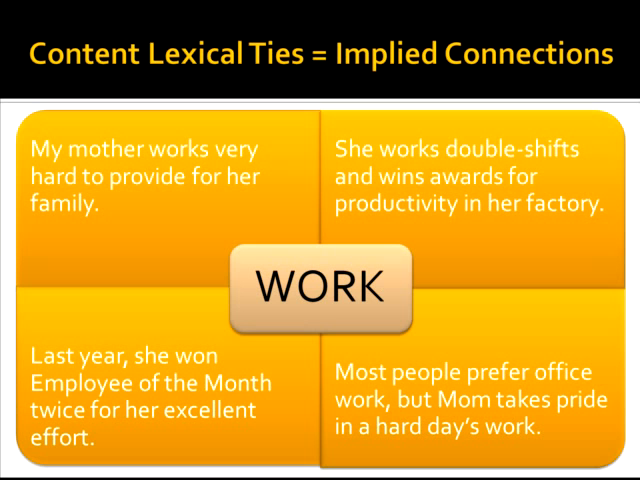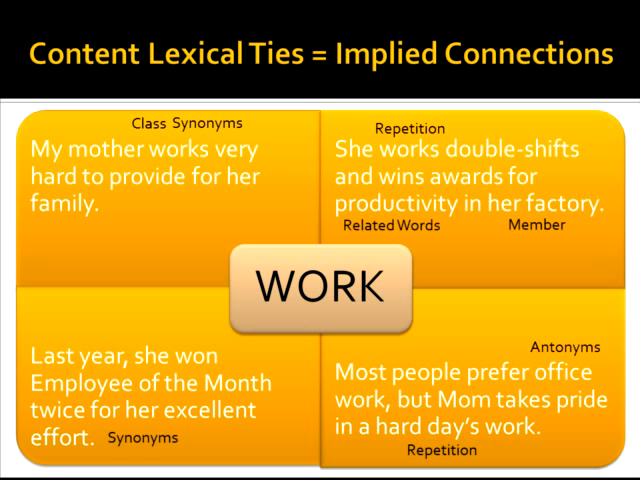Here's an example of each type of content lexical tie. Work, hard work, productivity, employee of the month, factory work, office work. All of these words connect different ideas to each other. You can see how the repetition, synonyms, antonyms, classes, members, related words, and transitions work together to connect the ideas and create unity, coherence, and flow among them.